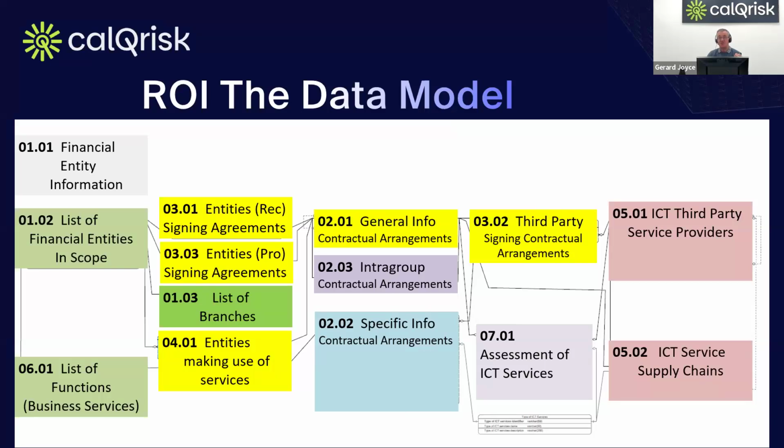What else would I point out here? The 05.01, the third-party service providers. We'll see there that you might have multiple contracts with service providers, but in 05.01, you just need to put them in there once. But let's have a look more in a bit more detail.